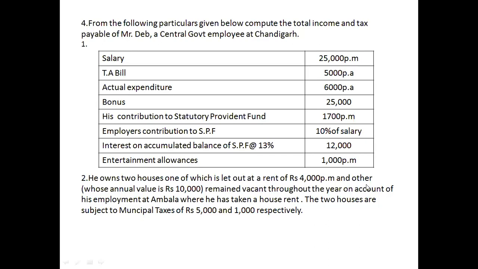One house is let out at a rent of 4,000 per month, and the other, whose annual value is 10,000 rupees, remained vacant throughout the year on account of his employment at Ambala, where he has taken a house on rent. The two houses are subject to municipal tax of 5,000 and 1,000 respectively. So this talks about your house property income.